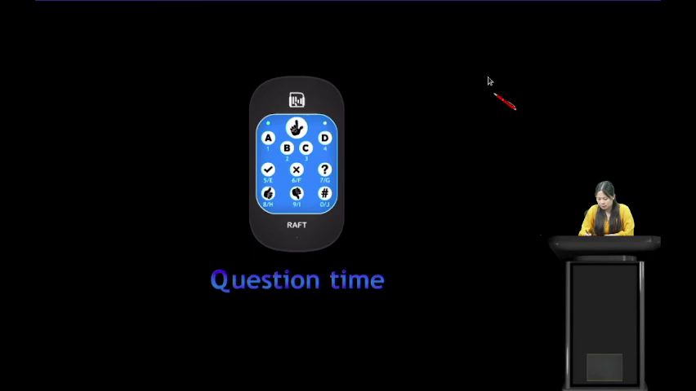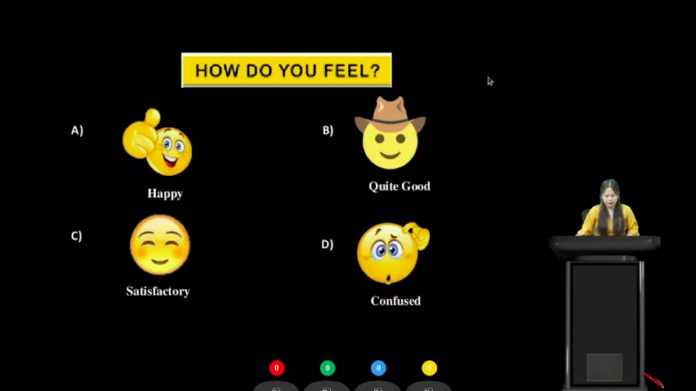Alright students, this leads us to the last question for today. Please get your rough devices ready and respond to this question. The question is, how do you feel about today's class? Option A is happy, option B is quite good, option C is satisfactory, and option D is confused. I'm giving you 25 seconds for this question. Your time starts now.